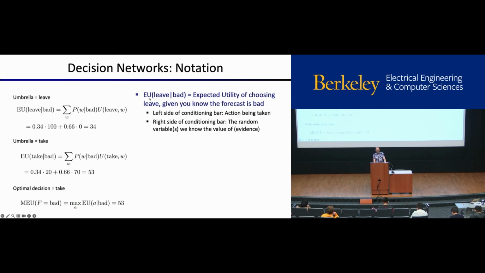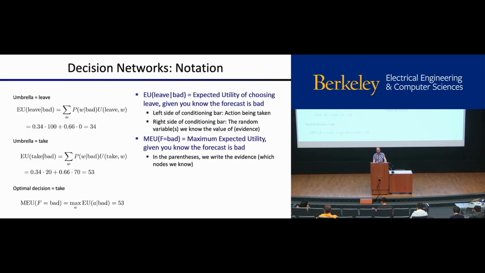There it is again, expected utility of an action given some evidence. The left side of the conditioning bar is the action being taken. The right side of the conditioning bar is the random variables that we know the value of, the evidence, basically. And then the maximum expected utility, this takes an argument, which is the evidence that we have.